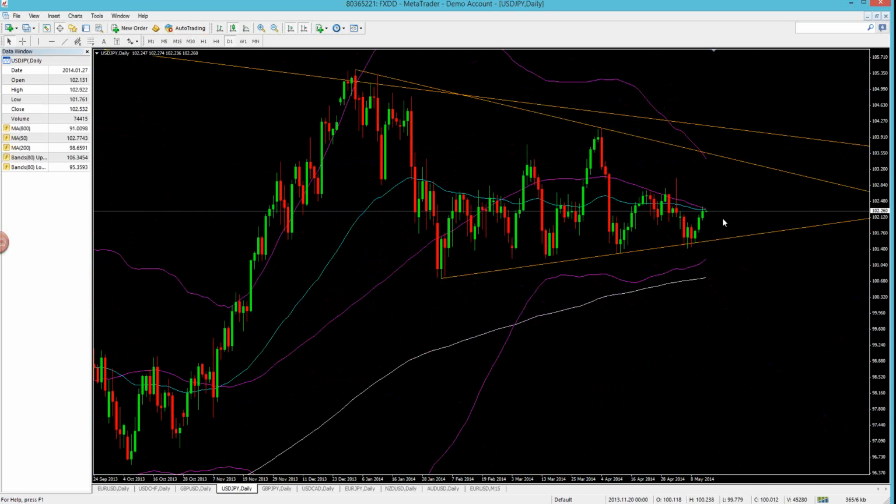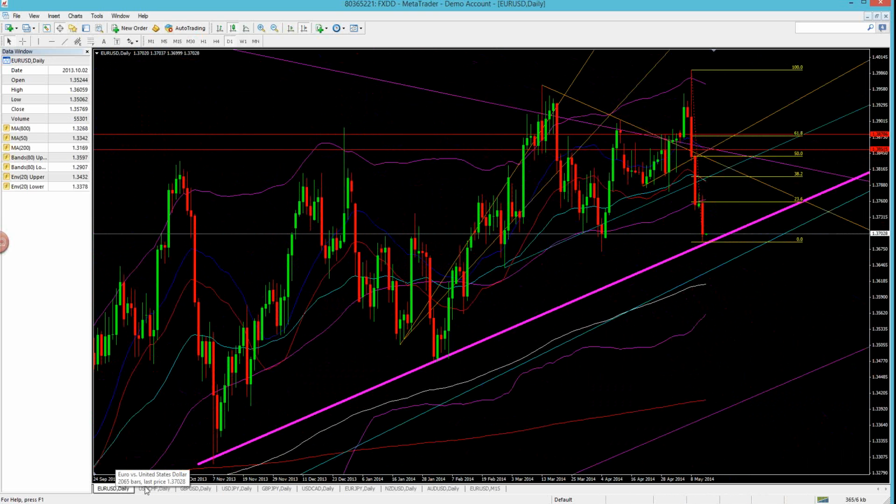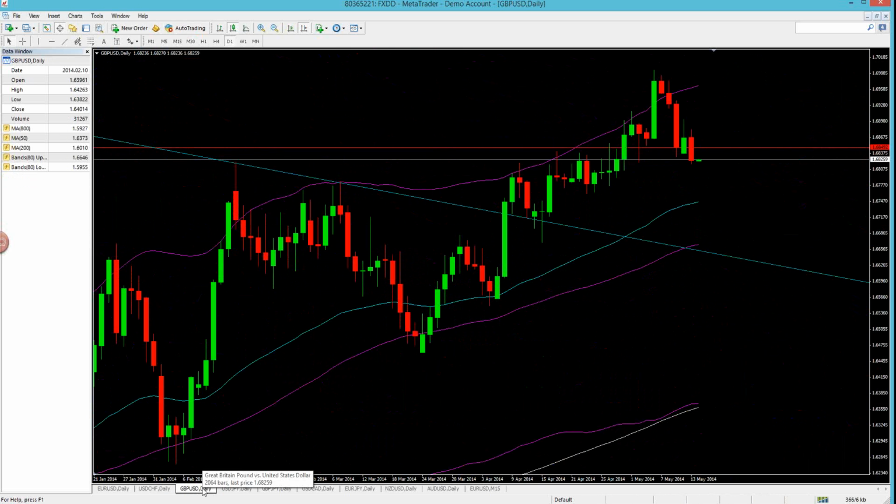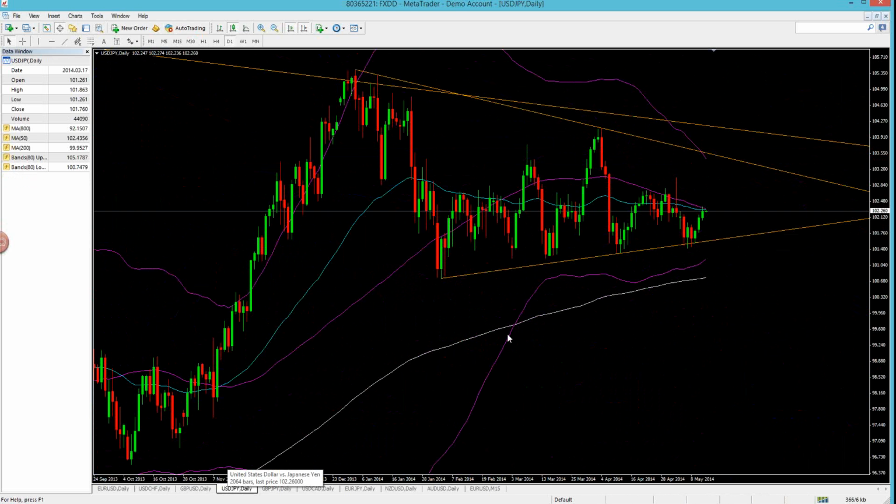Dollar yen, I called a buy yesterday. By the way, I called the euro dollar sell. We had a beautiful sell day. Called a buy on the dollar Swiss. We had a beautiful buy day. Pound dollar, I didn't call anything on it because I wasn't sure where it would go from that area of support and resistance. But now we've got a clear sell on the pound dollar. Dollar yen, I called a buy up to the 50 EMA, and that's exactly where it went. So you could have made profit there as well.